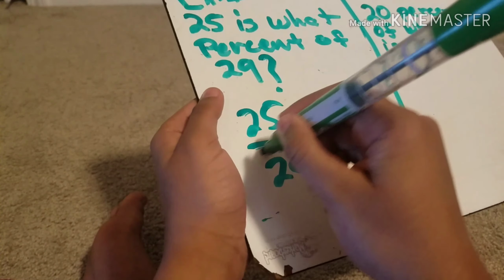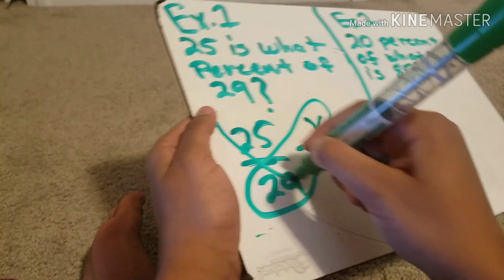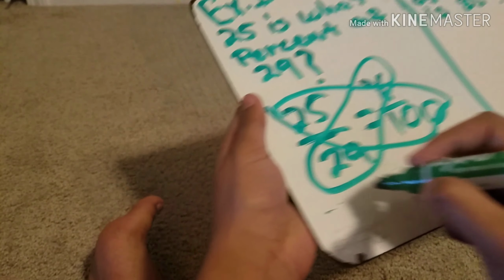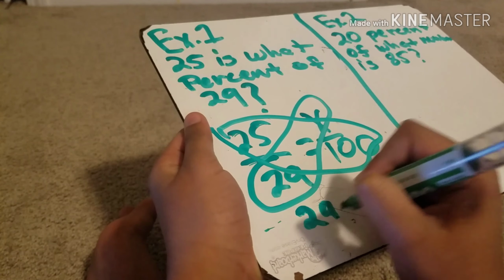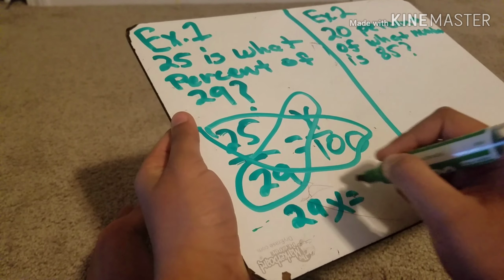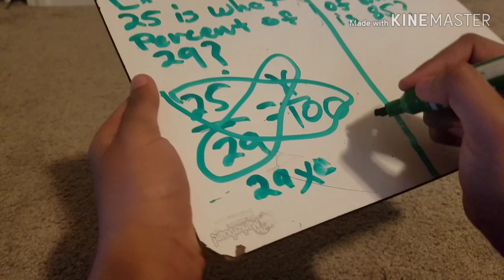So we cross multiply like this. You don't have to draw the circles, I just do it. We multiply this by this, which is 29x, equals 25 times 100, which is 2500.